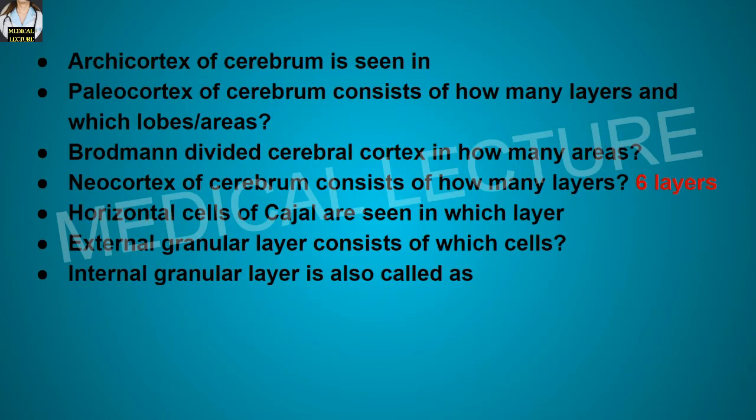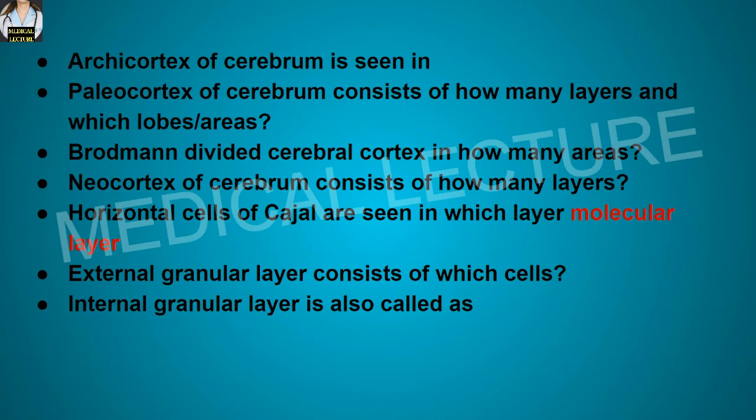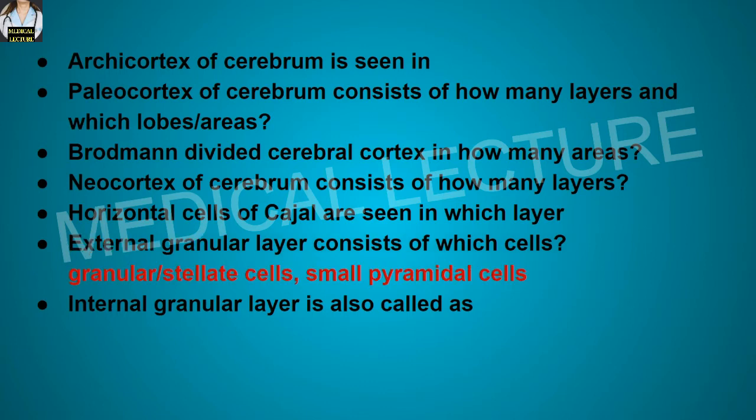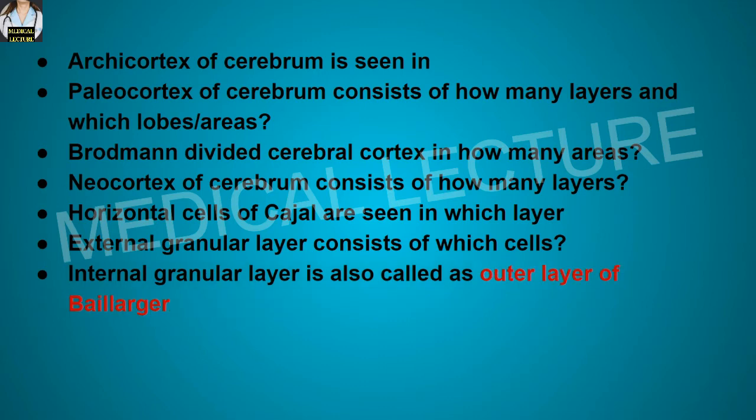The horizontal cells of Cajal are seen in which layer? They are seen in the molecular layer. External granular layer consists of which cells? It consists of granular or the stellate cells and the small pyramidal cells. Internal granular layer is also called as outer layer of the Baillarger.